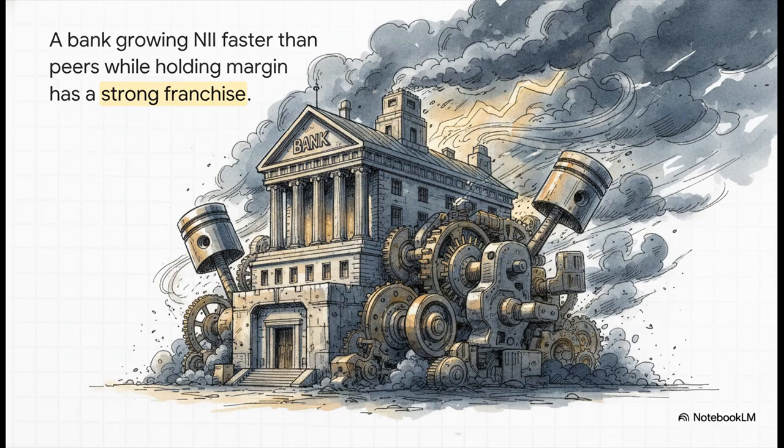Which brings us to a massive golden rule straight from our source material. If a bank can manage to grow its net interest income faster than its peers while simultaneously holding its margins steady in a tough rate-cutting environment, wow. Take note, you have found a genuinely powerful franchise. Their engine is so robust that they can navigate real economic headwinds without sacrificing a single drop of efficiency.